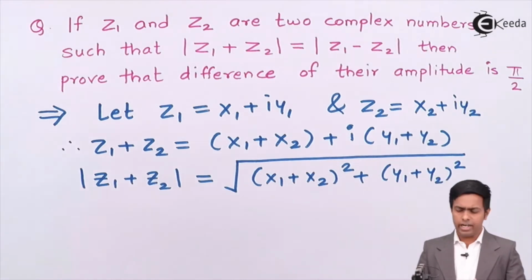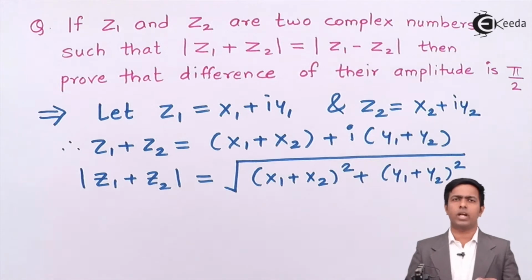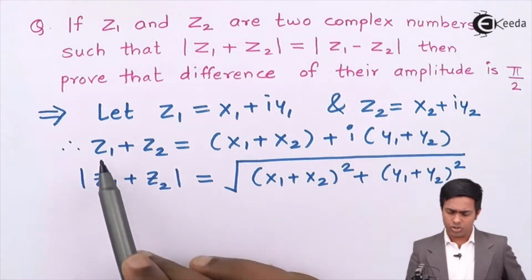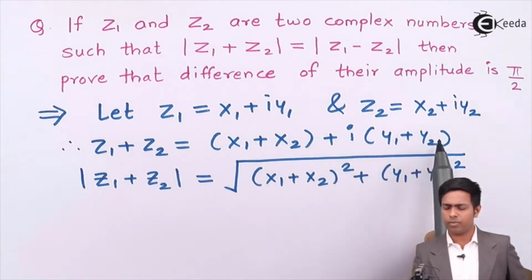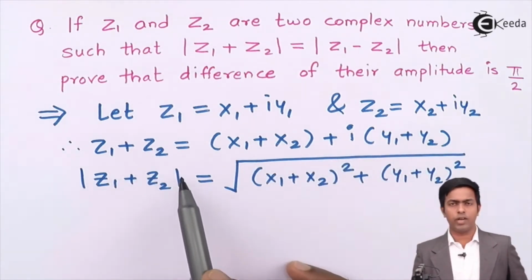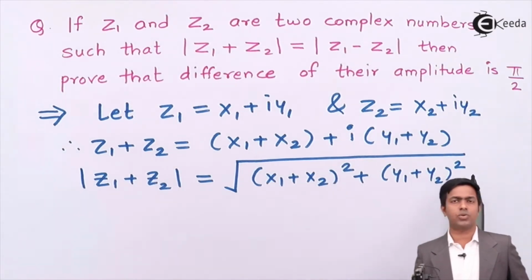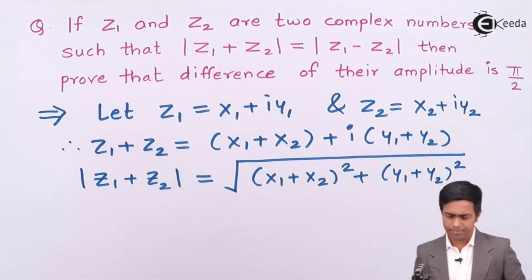Now let's find out the value of the right hand side, that is mod of z1 minus z2, and for that I'm going to do the same steps. So z1 minus z2 is going to be x1 minus x2 plus i times y1 minus y2, and again mod will be the square root of x1 minus x2 the whole square plus y1 minus y2 the whole square. So I'll just write down these steps.